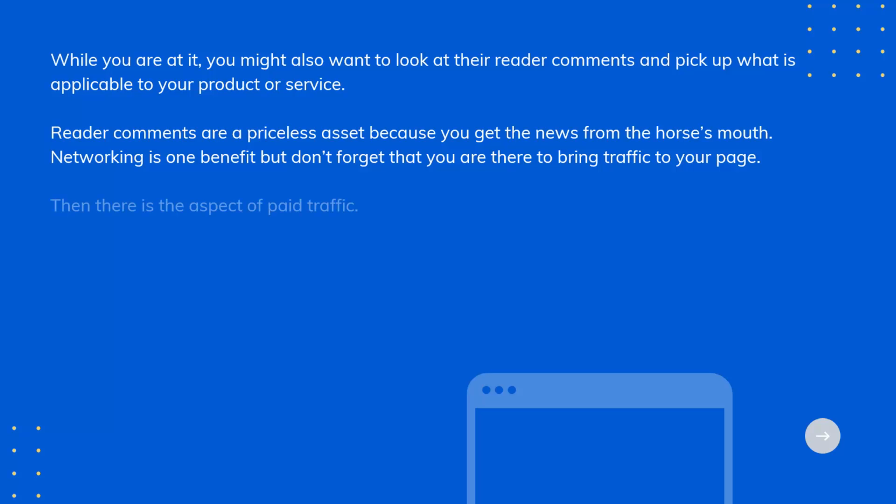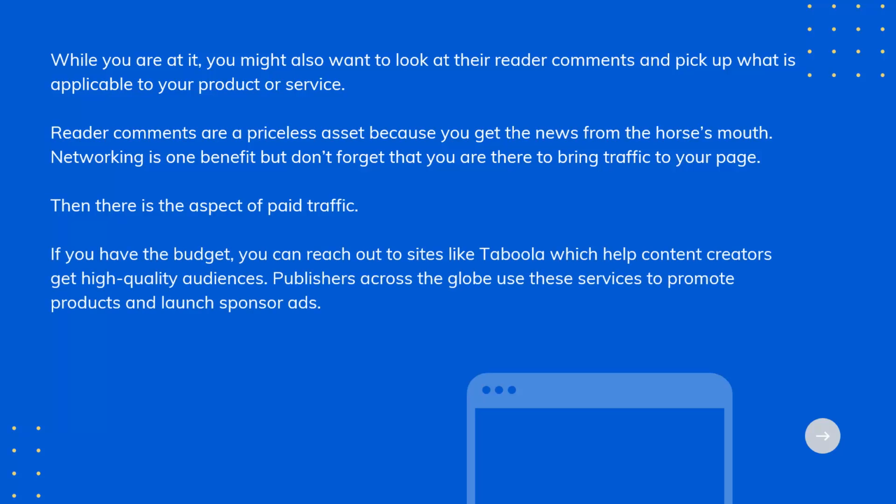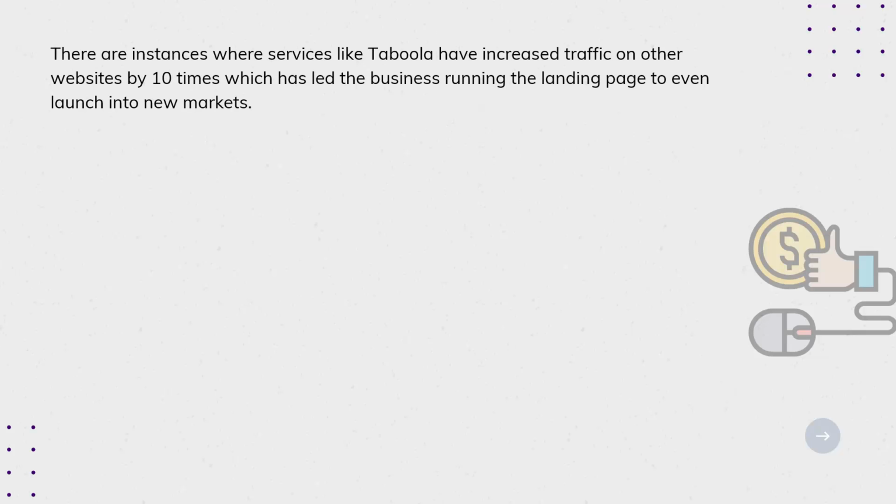Then there is the aspect of paid traffic. If you have the budget, you can reach out to sites like Taboola, which help content creators to get high-quality audiences. Publishers across the globe use these services to promote products and launch sponsor ads. There are instances where services like Taboola have increased traffic on other websites by 10 times, which has led the business running the landing page to even launch into new markets.